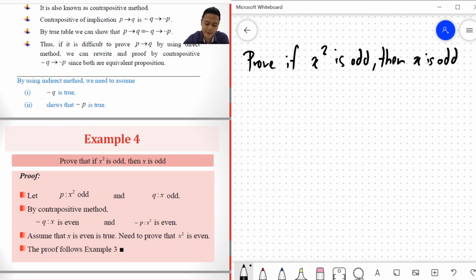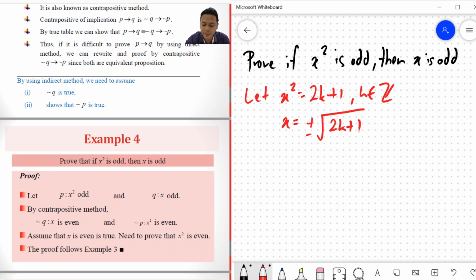If I use direct method thinking, I always start with this. Let x squared is odd. So I try to make x squared equals to 2k plus 1, k is an integer. Start the definition first. What is x? Based on some calculation of algebra, then x equals to plus minus square root of 2k plus 1. There you have it. x equals to the square root of 2k plus 1.